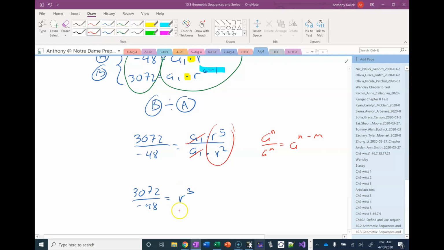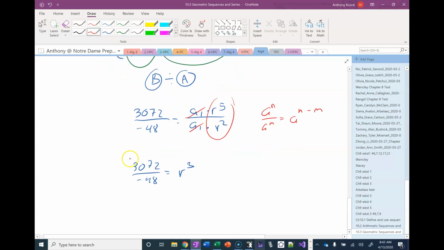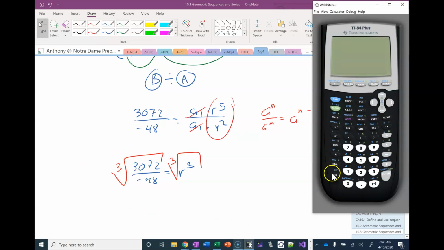And to solve for r, I need to cancel this exponent of 3. So to cancel this exponent of 3, we'll just take the cube root. And remember, since this is an odd root, I don't generate a plus or minus. It's fine the way it is. So I'm just going to go into my calculator and evaluate this: cube root of 3072 over negative 48.